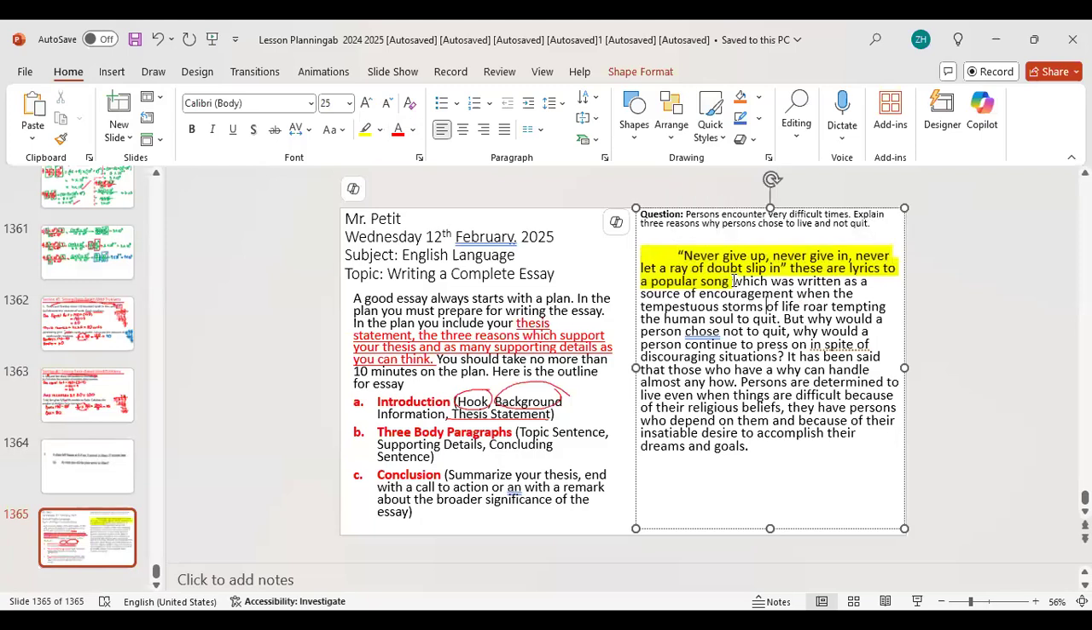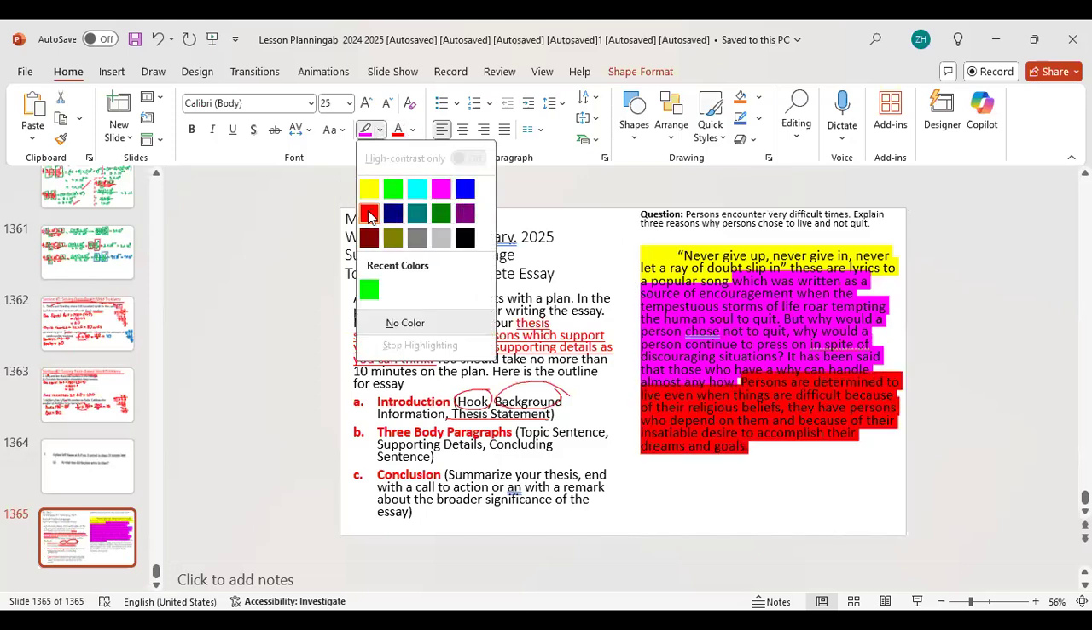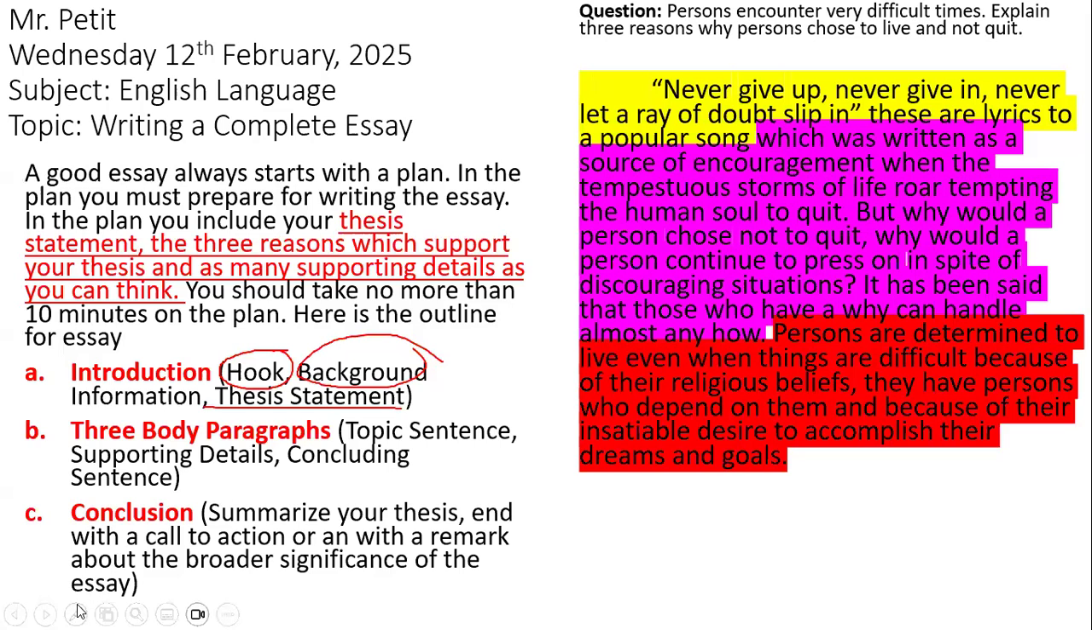Now my background information would be all of this, which was written as a source of encouragement when the tempestuous storms of life roar. But why would a person not quit? And then this is my thesis. My thesis gives my 3 reasons why I chose this position. So your introduction must have these 3 parts. If it doesn't have these 3 parts, then it's not a good introduction.